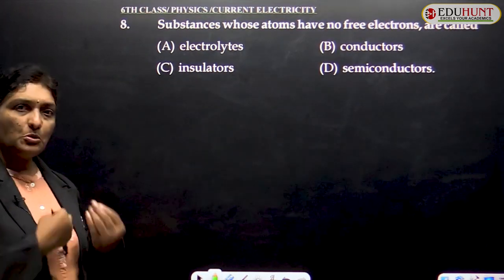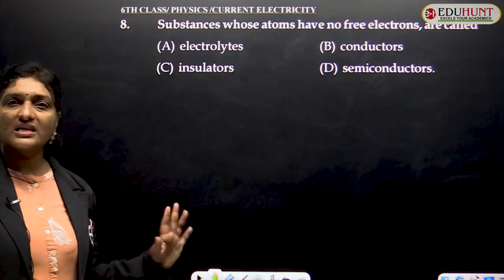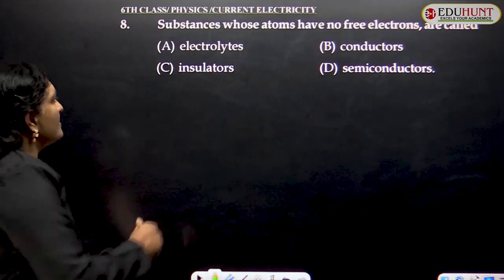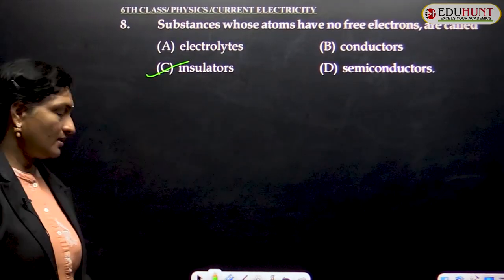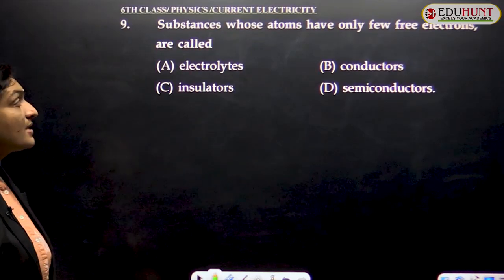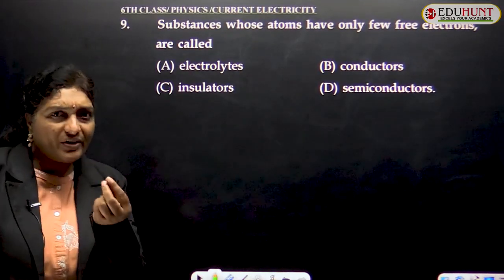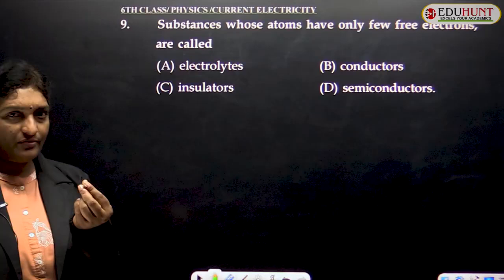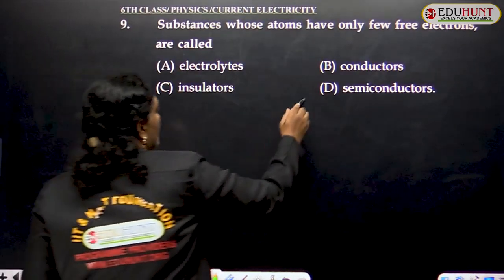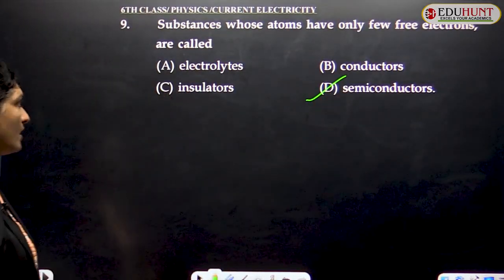Substances whose atoms have no free electrons, no charges, are called insulators. Well, the substance whose atoms have only a few free electrons, allowing only a few charges, is called a semiconductor.